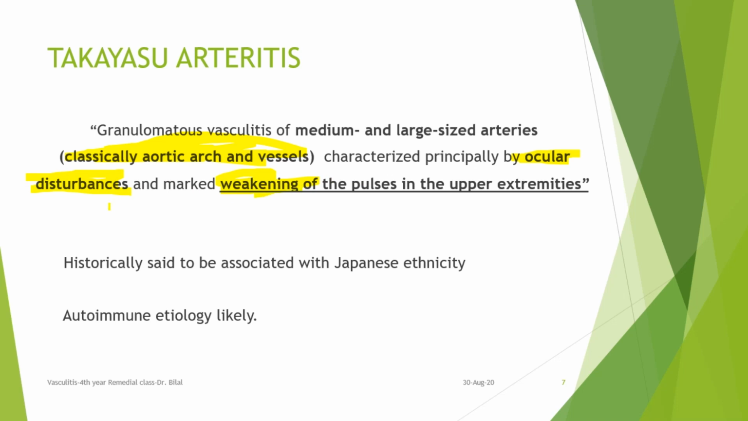as it affects the aortic arch and its vessels, and the vessels arising from the aortic arch. We've already established that if a large vessel is affected, its branches may get affected consequentially. So this leads to weakening of the pulses in the upper extremities. Okay.